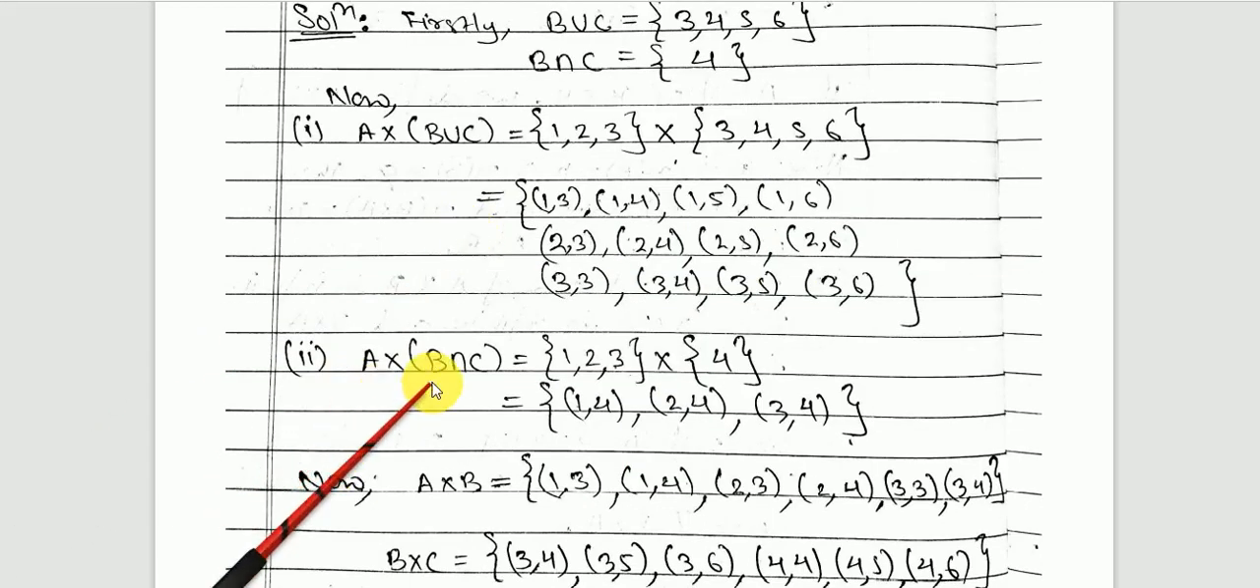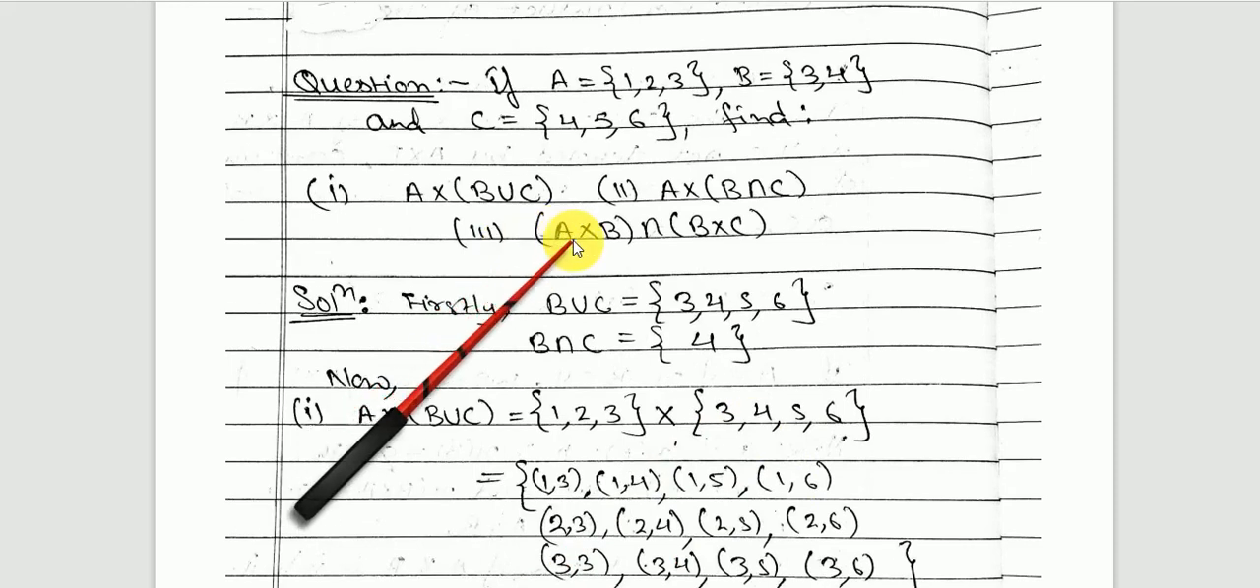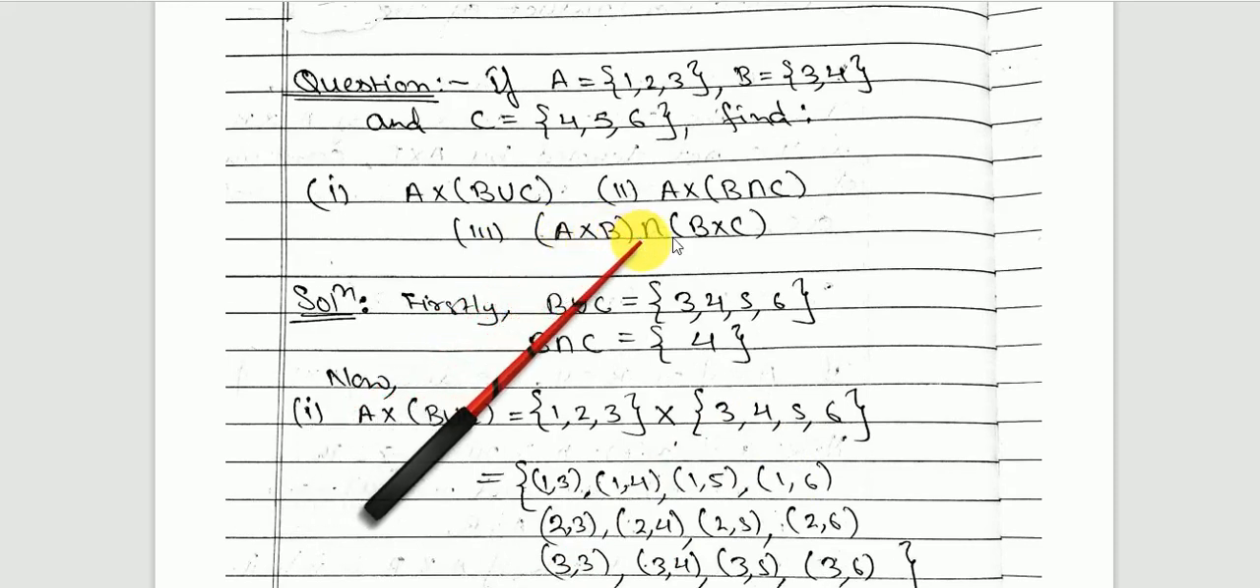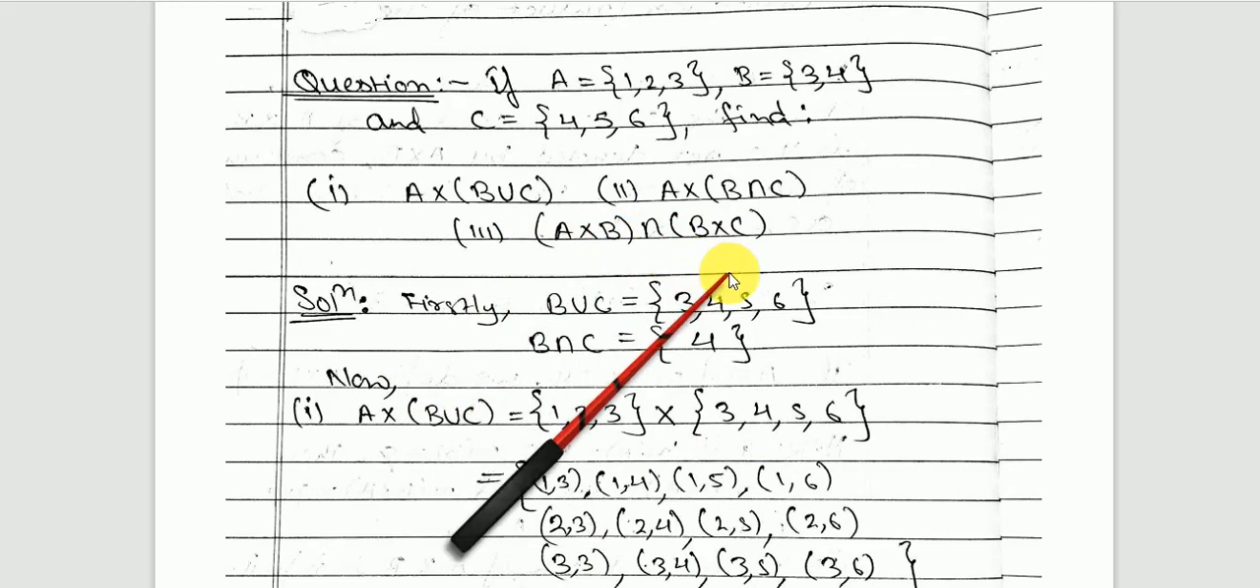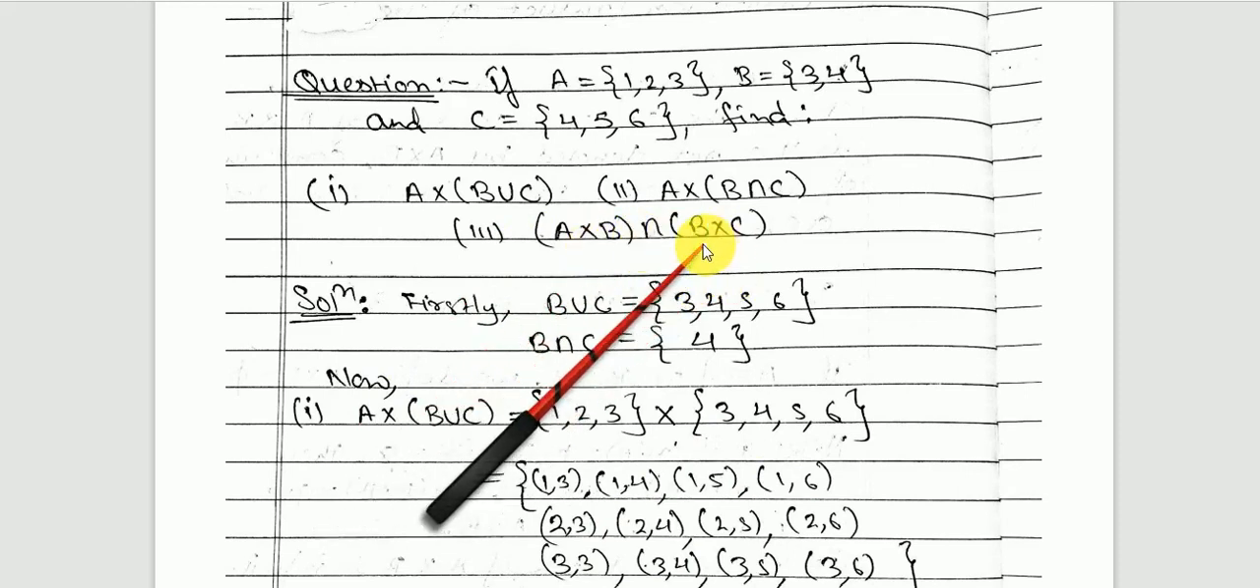Next, A cross this B intersection C. So substitute the values, then 1 comma 4, 2 comma 4, 3 comma 4. So you got this Cartesian product. And the third one, they want A cross B intersection B cross C. So firstly we'll find A cross B and B cross C, and thereafter we can get the intersection of those two.